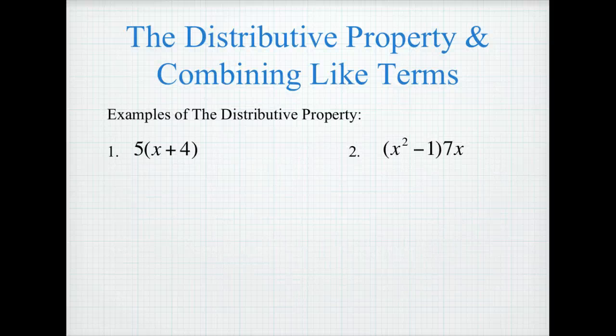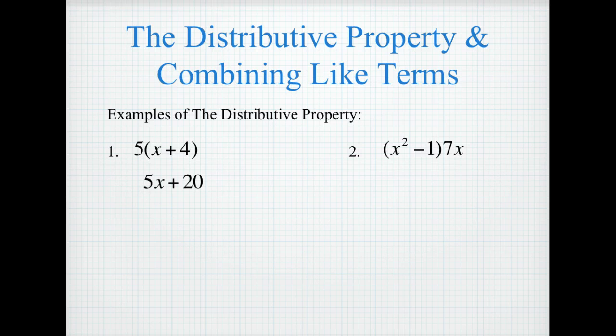In our first example, 5 is being multiplied by the quantity of x plus 4. Evaluating the expression is impossible without a value for x, so all we can do is use this distributive property to make the expression as simple as possible. 5 will get multiplied by each term in the quantity and give us an answer of 5x plus 20.